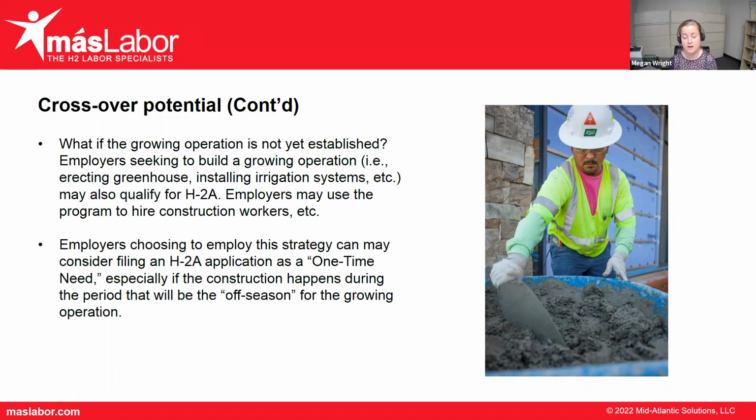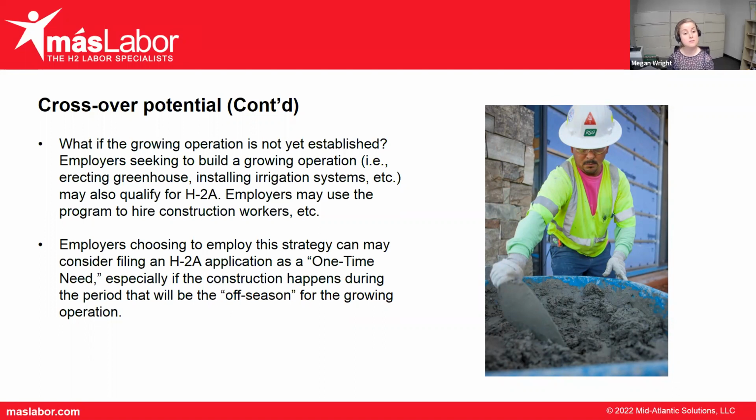Something else that you might not have thought through is that you could actually use the H-2A program to physically build a growing operation. For example, building a greenhouse, installing an irrigation system. Those job duties could qualify as H-2A because ultimately they will be in support of that growing operation and taking place on the farm.